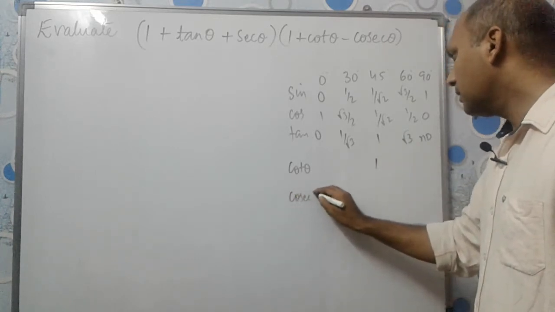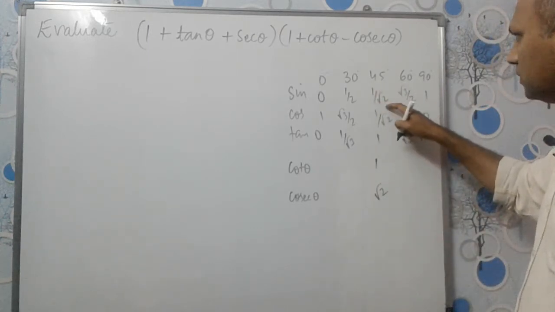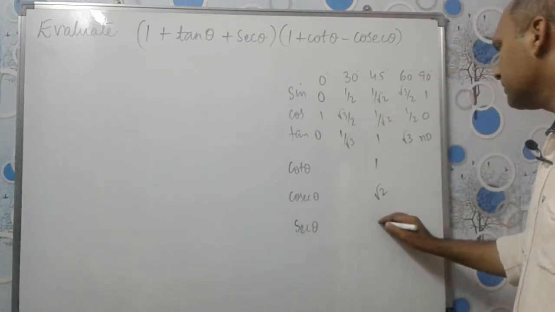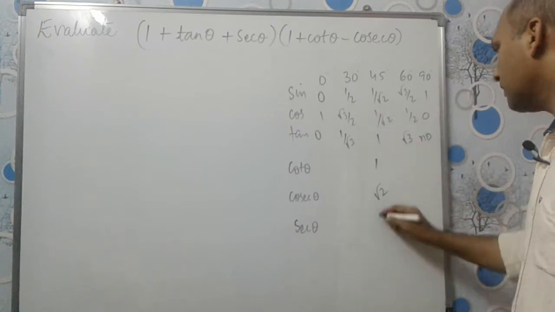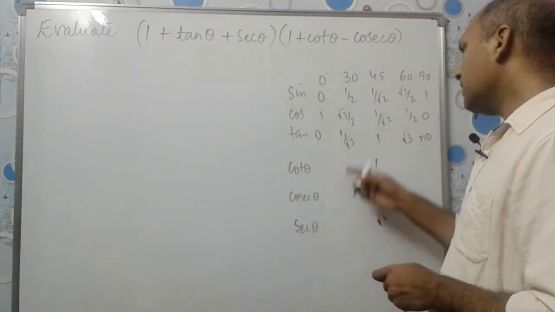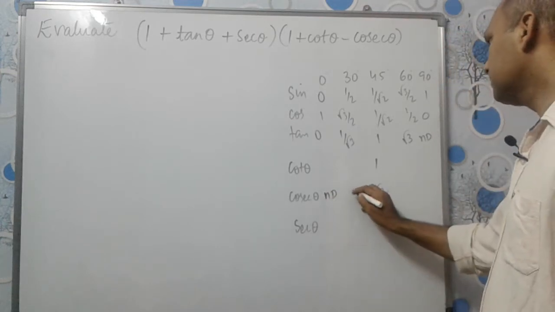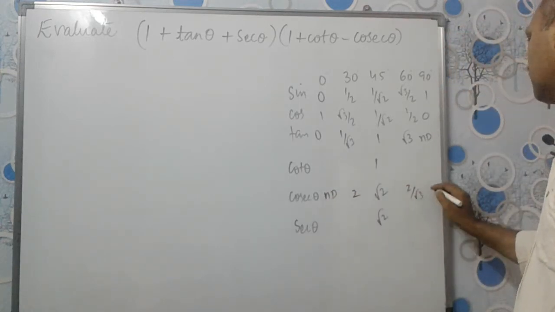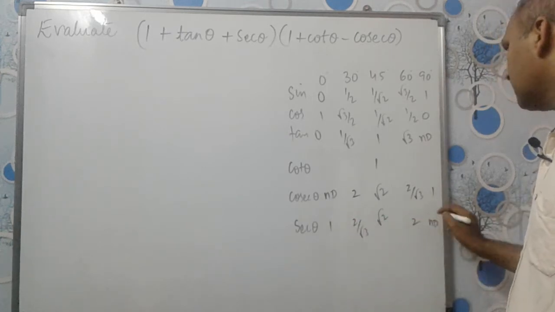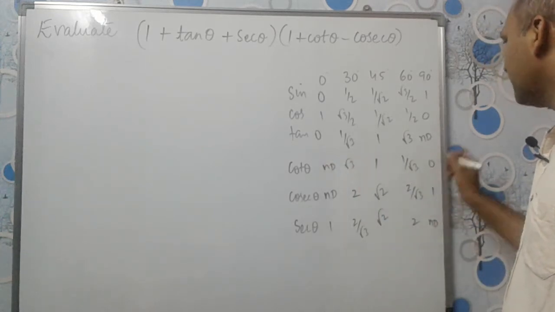Cosecant 45: if sine is 1 by root 2, cosecant will be the reciprocal of that. Secant is the reciprocal of cos, so this will also be root 2. Now why are we not taking the other values? Because here we'll have not defined. See, this is 2 by root 3 and this will be 1, this will be 1, this will be 2 by root 3, this is 2 and this is not defined, and we finally wrote the complete table anyway, right?